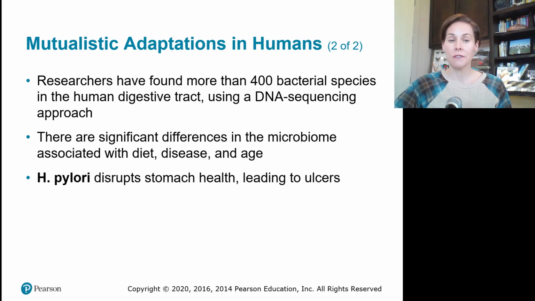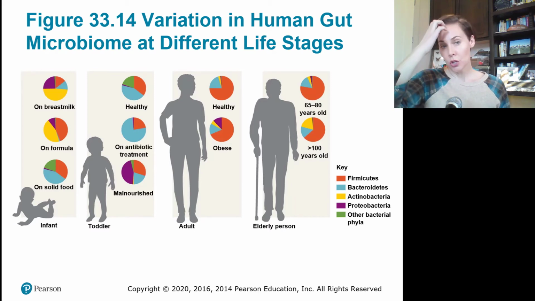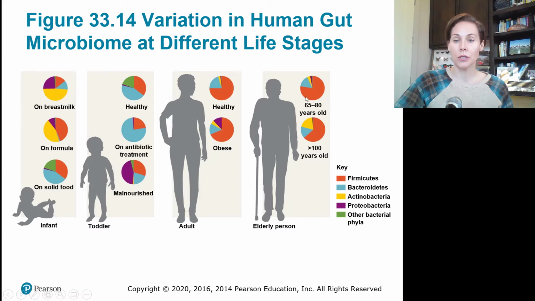And there are significant differences in the microbiome that are associated with diet, disease, and age. There's H. pylori, which disrupts stomach health and will lead to ulcers. So that's a bad bacteria that shouldn't be allowed to get too numerous. But you can see that in different stages of life, because you're eating different things, you will have different types of bacteria in higher numbers, which I think is pretty interesting. Even in what you would consider elderly, 65 to 80 is different than if you're over 100 years old.